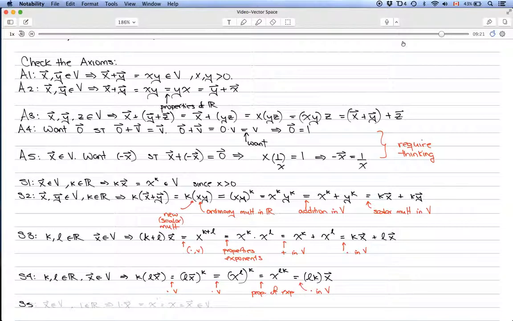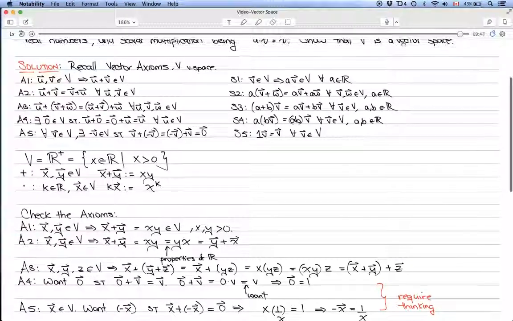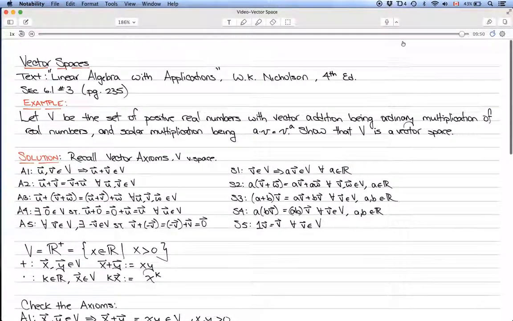And finally, we have to show that if we take any element of our set V, so any positive real number, and the real number 1, when we multiply 1 times x, we should get x back. Well, this follows since 1 times x is equal to x to the power 1, which is just equal to x, our original vector in V. So although it took some work, we've shown that the set of positive real numbers with the unusual vector addition and scalar multiplication is a vector space.